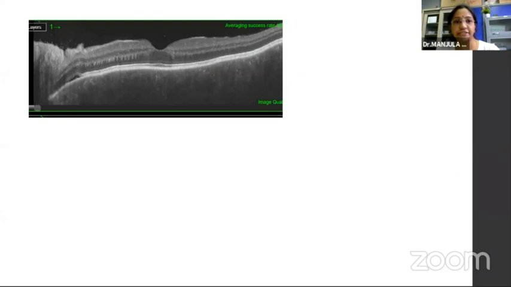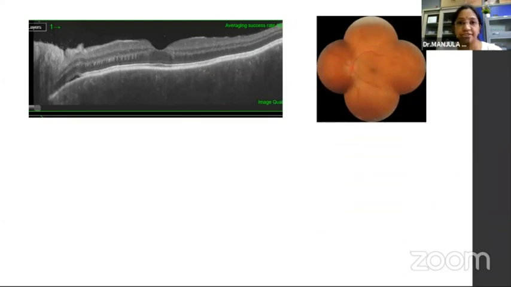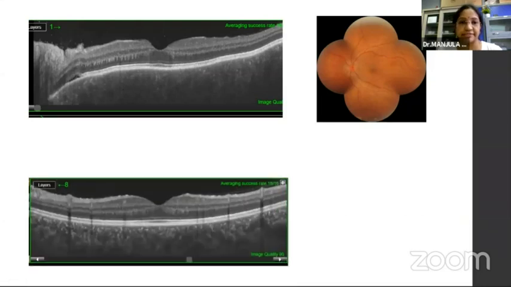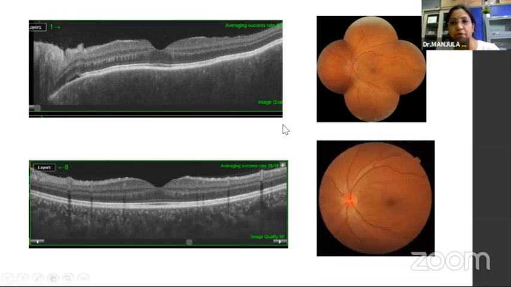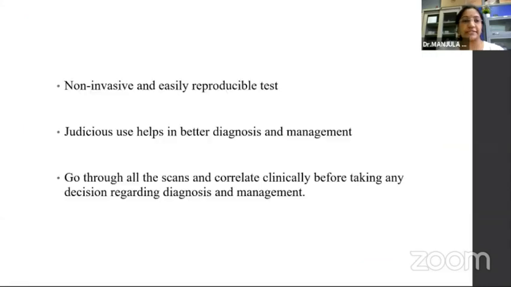There is another condition in which the choroidal thickness is increased. It is due to inflammation due to VKH, where you see in general the choroidal thickness is increased. And with treatment, the choroidal thickness comes down. So it's very important for you to see why and how the choroidal thickness is increased, and then diagnose properly. So to summarize, it's a non-invasive and easily reproducible test.